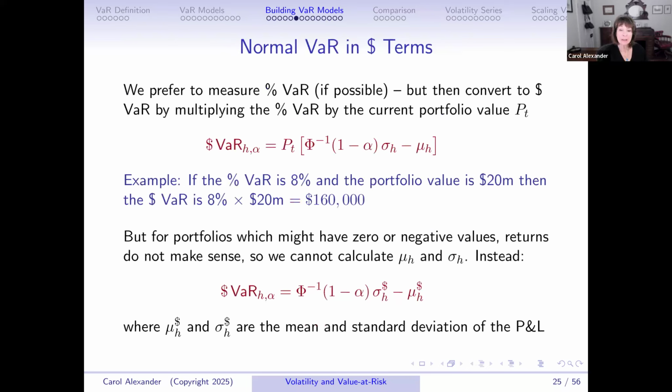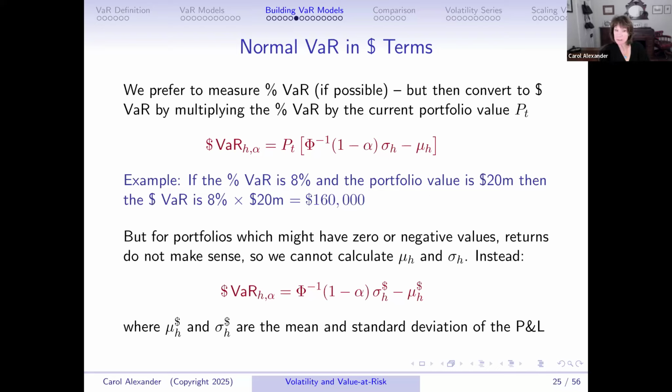Remember, if we base sigma_H and mu_H on returns, then we still need to multiply by the current portfolio value. Here's an example. If we get the percentage VaR is 8% and the portfolio value is 20 million, then the dollar VaR is 8% times 20 million, which is $160,000.